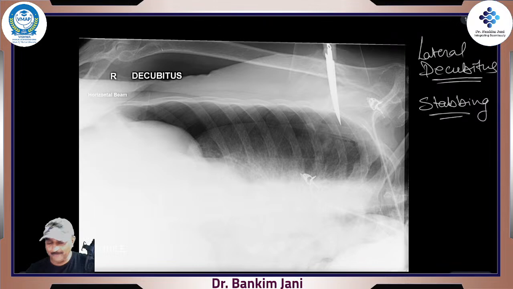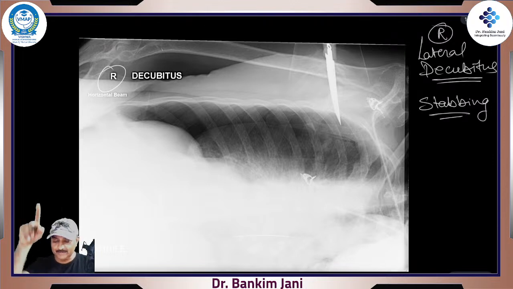Now see how precisely we can see this thing. Perfect, we should not use the word beautiful because it is so dangerous, but see how precisely. This is right lateral decubitus, right? And we are keeping the right side up, because the affected side is kept up. And see the tip of the knife. Until that point, the lung has collapsed, right? I'll just zoom it.